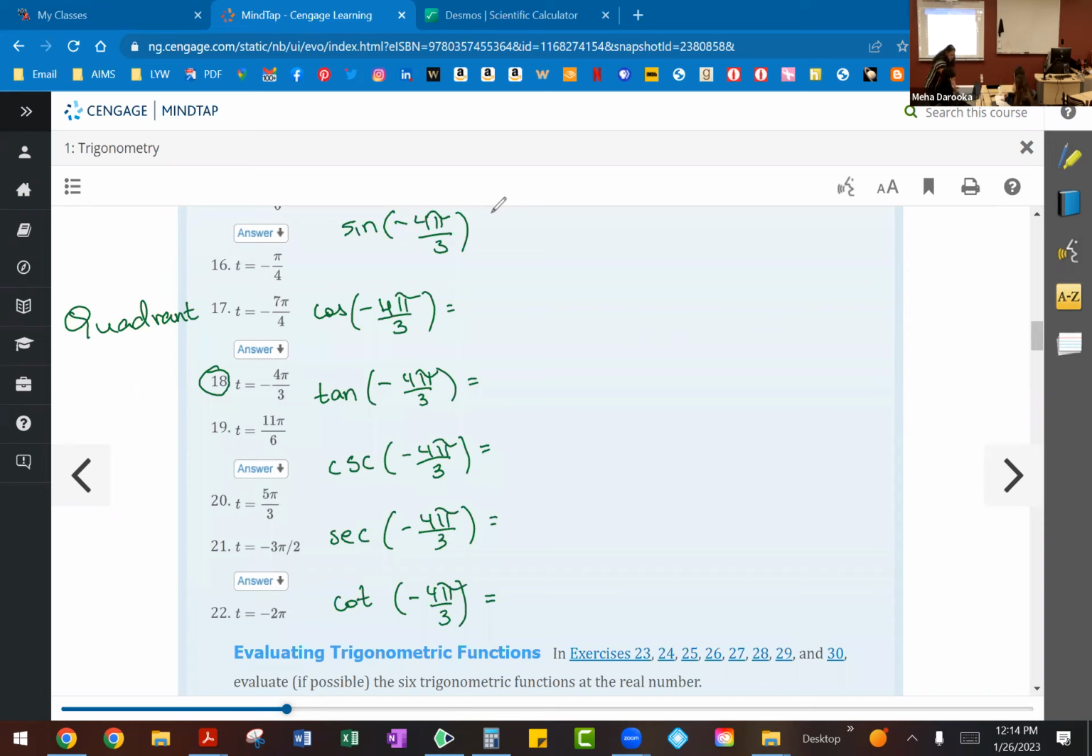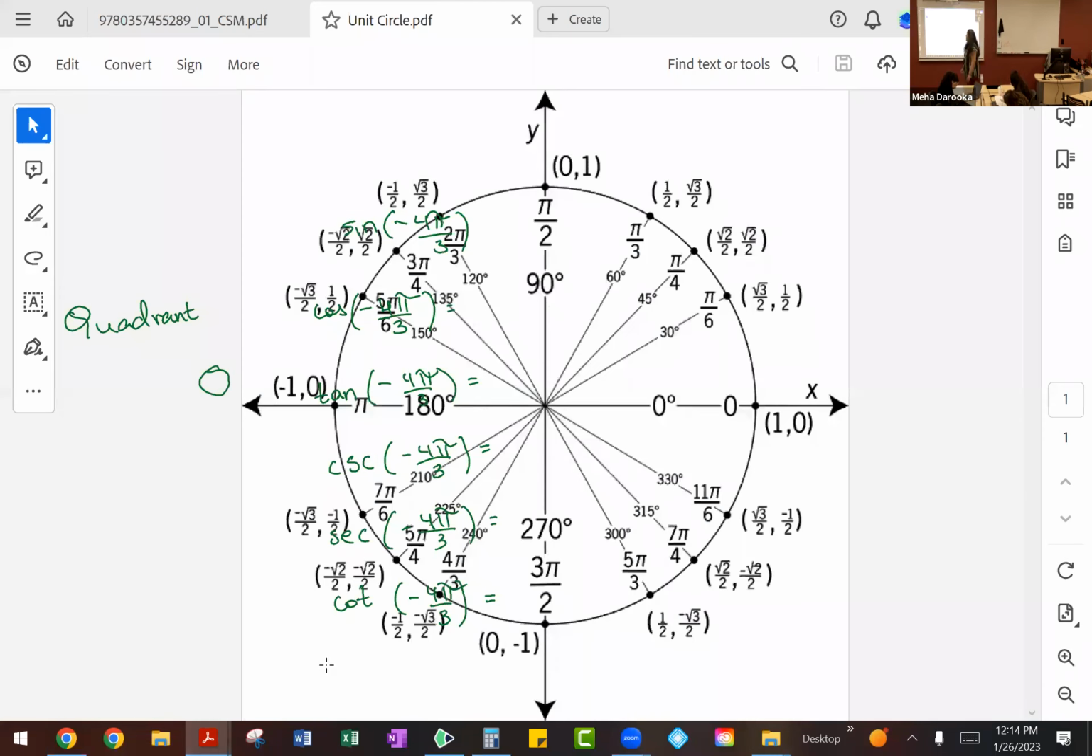Now what will these angle measurements be? See, now it'll be easy to do this. Do you guys have a unit circle with you? Did anybody find out? Okay, so can you tell me where your -4π/3 is going to fall?